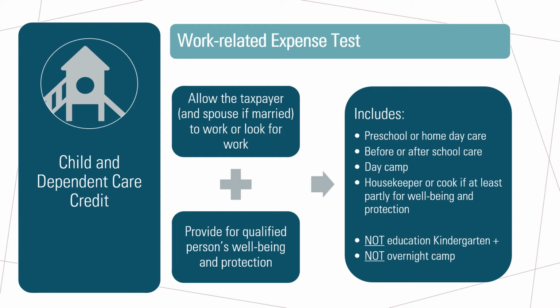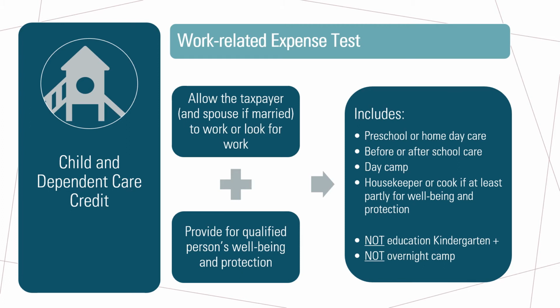So if we look at what that means, expenses could include preschool or home daycare for children who have not yet entered kindergarten. After they have entered kindergarten, it would be before or after school care. In the summer, it could be for a day camp. In the case of more often thinking about a spouse or a parent, it could also be amounts paid for a housekeeper or a cook if at least part of the expense was for the well-being and protection of that qualified person.